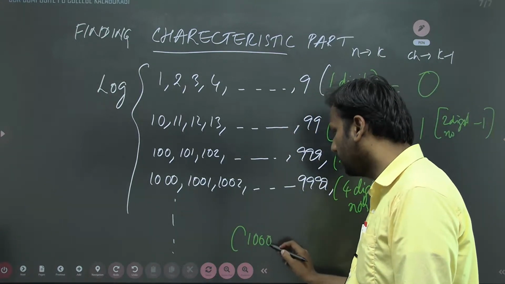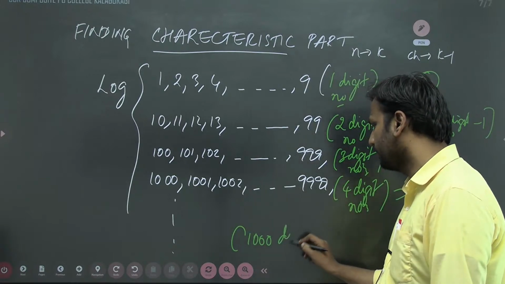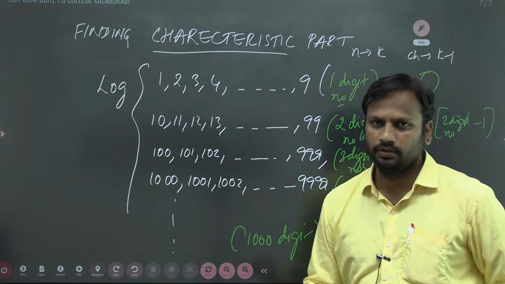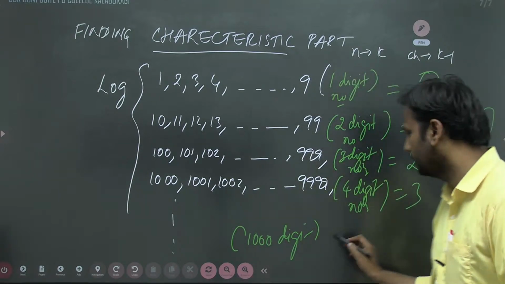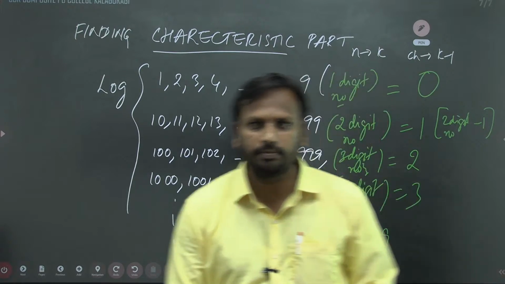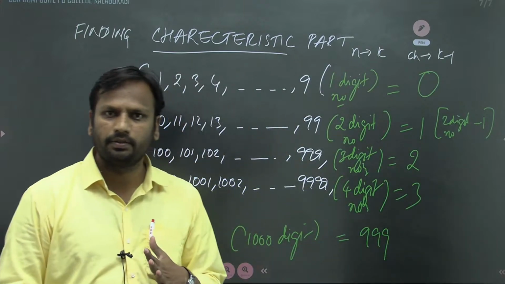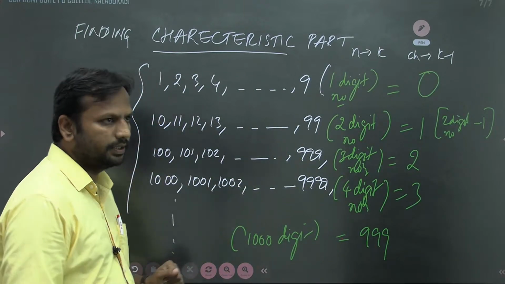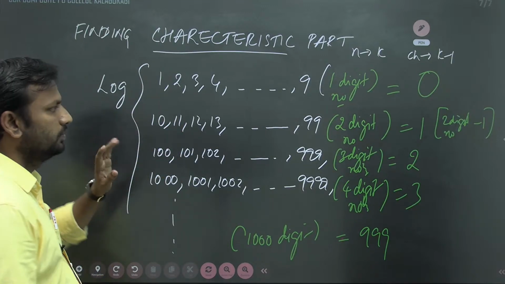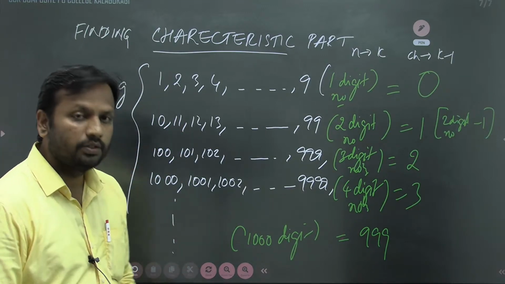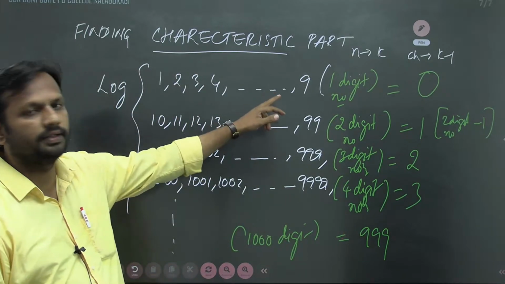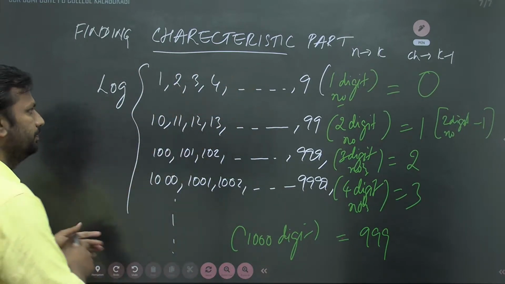If I have a 100-digit number or 1000-digit number, if I say log of a 1000-digit number, what will be the characteristic, students? That is 999. You have to subtract 1 from the number of digits. Got it? Understood? So this is one of the cases to find out the logarithm of a number, that is, finding the characteristic part of a logarithm, right?